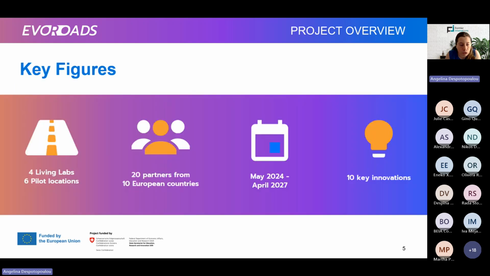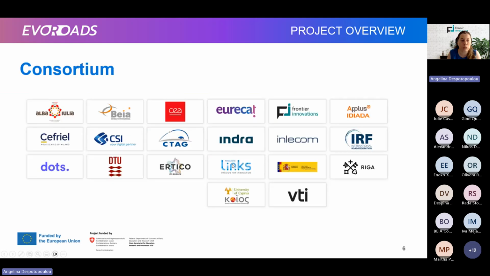Some key figures about the project. We have 6 pilot locations hosting 4 different living labs. We will be analyzing those a little bit later. We have 20 partners from 10 European countries. As I mentioned before, we started last May and we are currently in our 13th month. We have just started the second year, so to say. And the slide says we will be having 10 key innovations. That does not mean that we will be testing 10 technologies. Let's say it's 10 families of goals, of groupings of technologies and artifacts and outcomes.